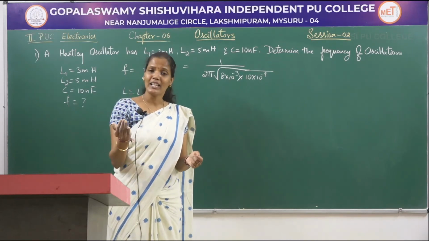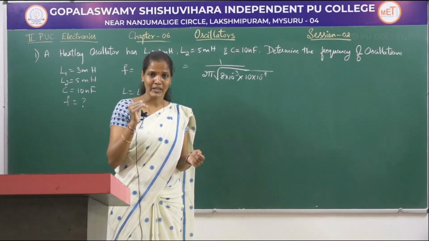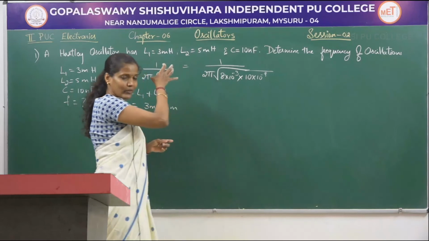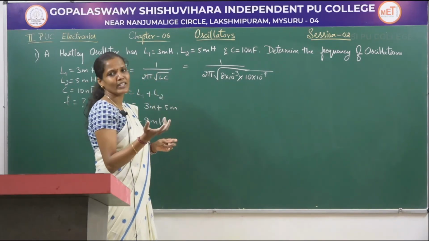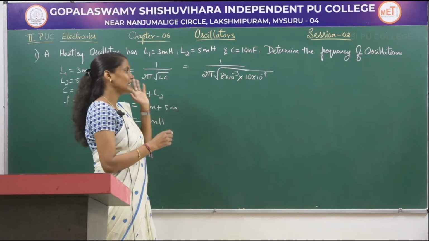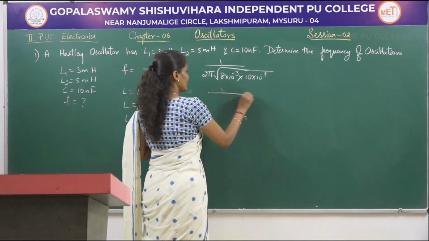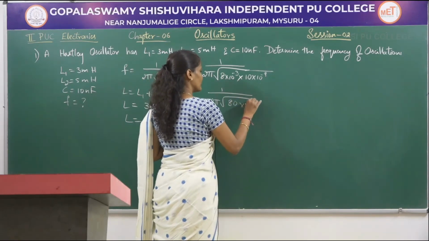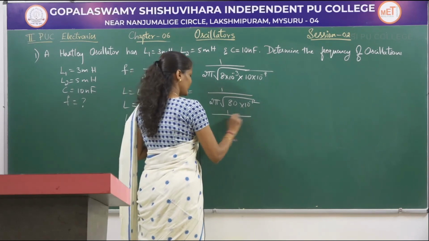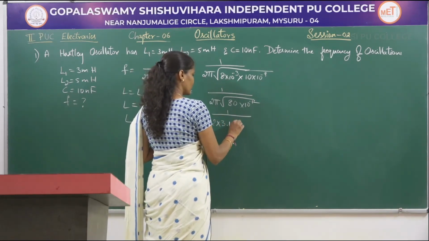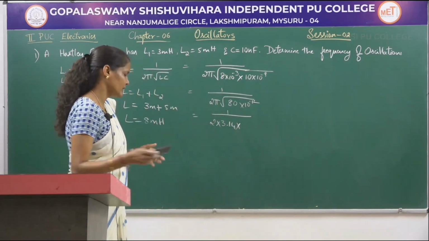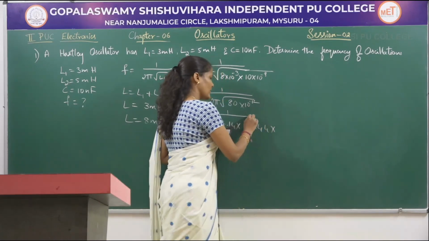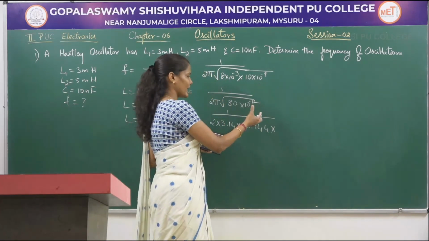For 10 to the power of minus 12, half of that is equal to 10 to the power of minus 6. Why I am telling this is, whenever you are going to take a number out of the square root, if it is exactly double of any number, then you can easily bring that number out of the square root. So 1 divided by 2 pi root of 80 into 10 to the power of minus 12. So 1 divided by 2 into 3.14 into root of 80 gives me 8.944 into 10 to the power of minus 12 within the square root.